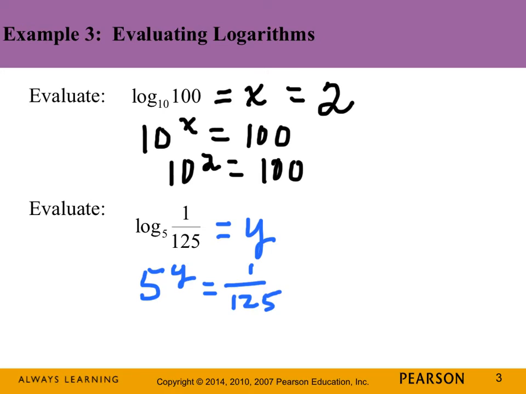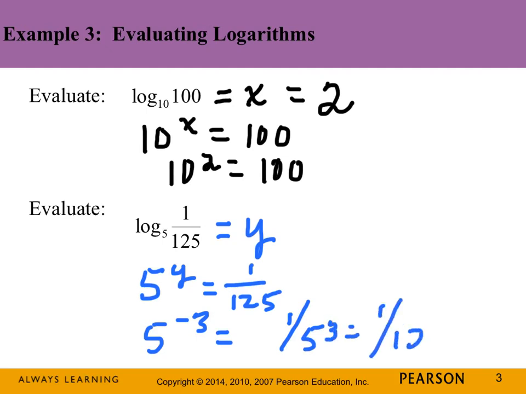Well, what about a negative exponent? That's right. 5 to the negative 3rd power. Isn't that the same as 1 over 5 to the 3rd power? Sure is. And that equals 1 over 125. So in this instance, y equals negative 3.